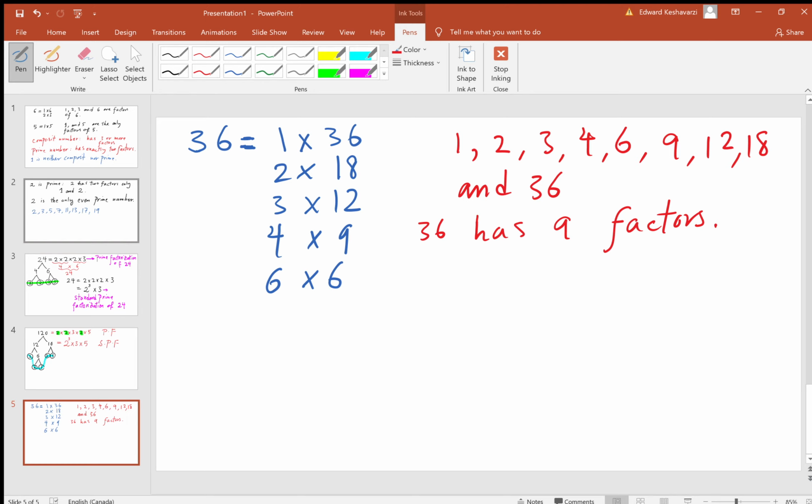So this method is not very efficient. Why not? Because it takes a while. It takes forever sometimes. What if the question is not about 36? What if it's about 1,200? Can we afford to write all those products one by one? So this is why this method is not efficient, and we need to find another method that can find the number of factors without writing all factors one by one.